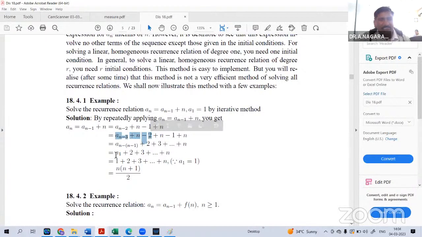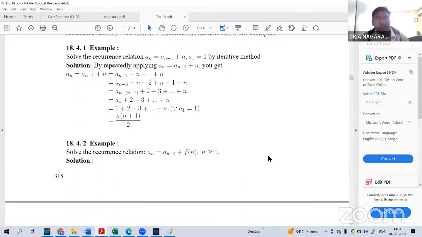Similarly, if we write the last term, it is a_1 only. Because a_1 equals 1, he gave, by iteration, the sum of n terms equals n(n+1)/2. This is the solution of the recurrence relation. This is also one kind of method for identifying the solution. This is the iterative method.